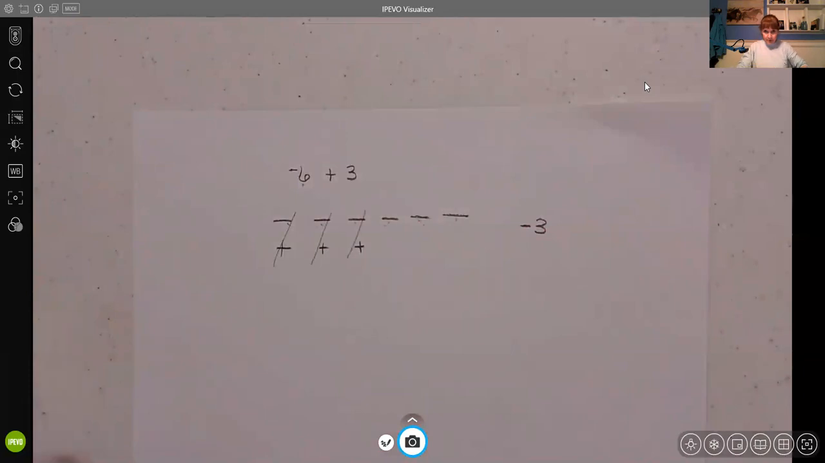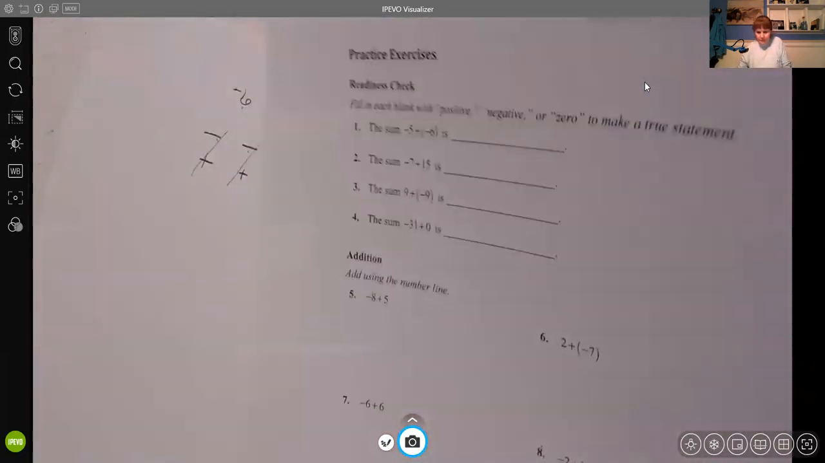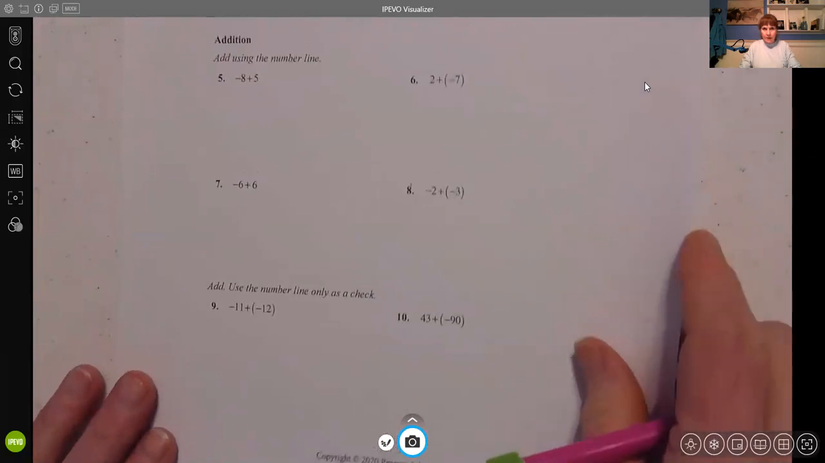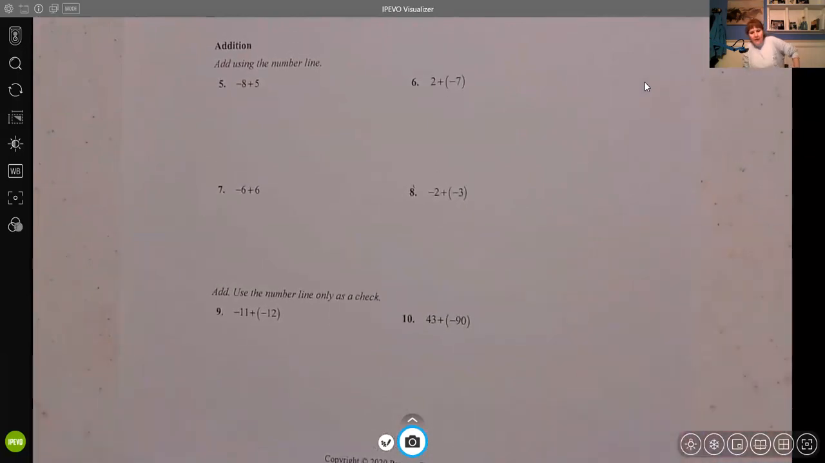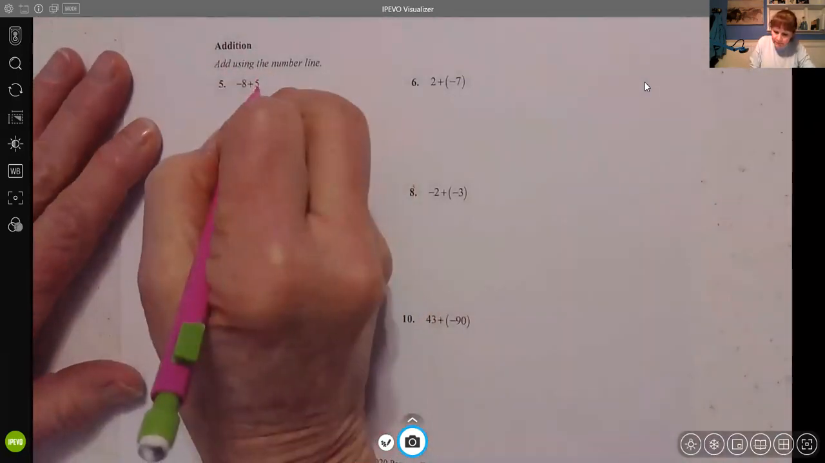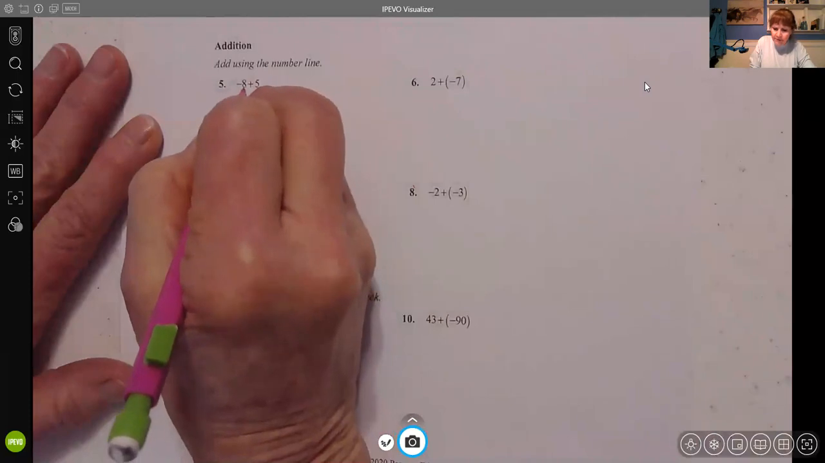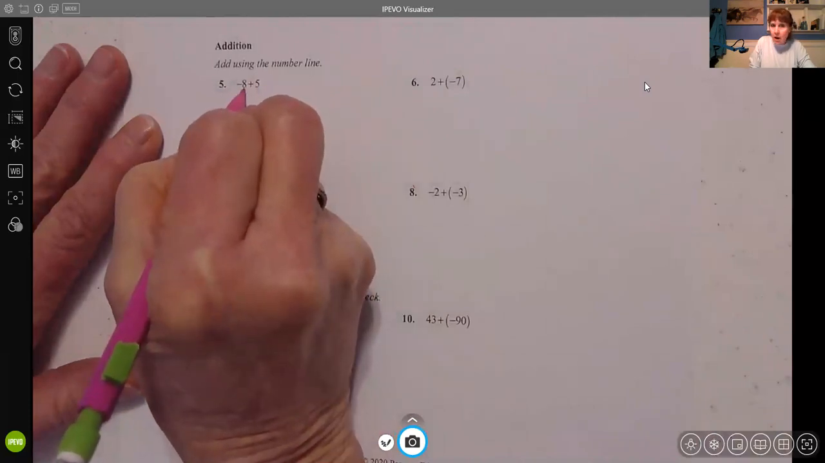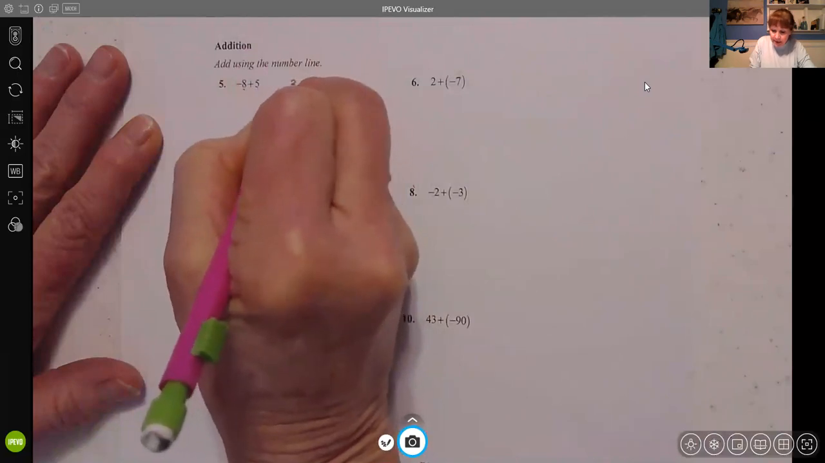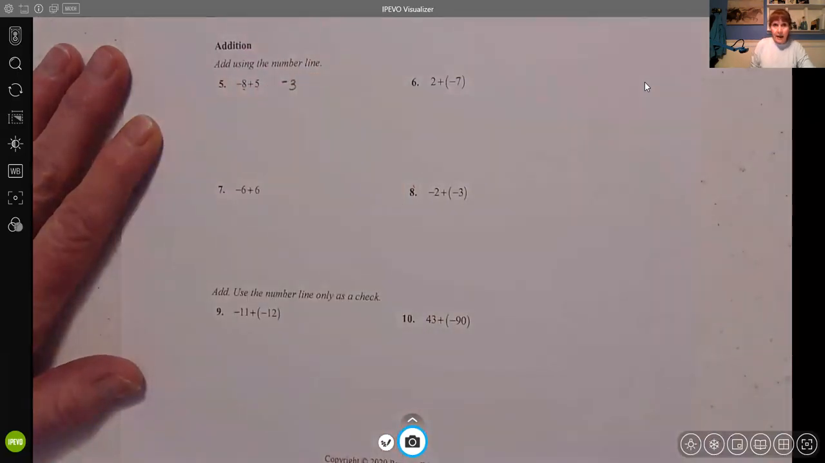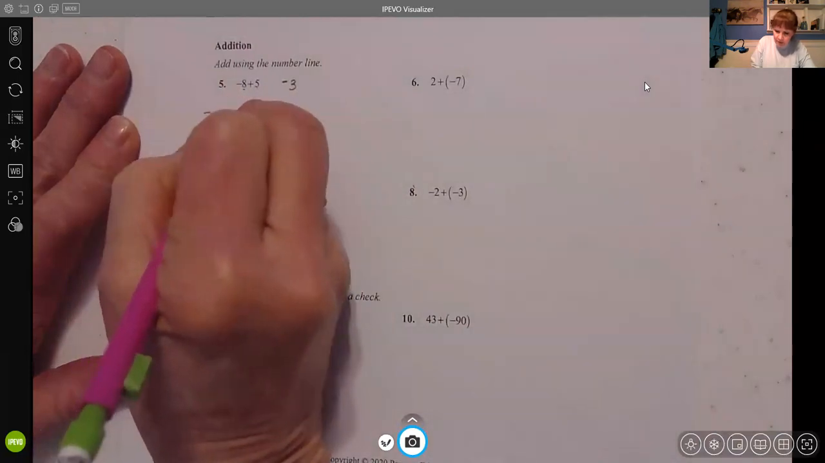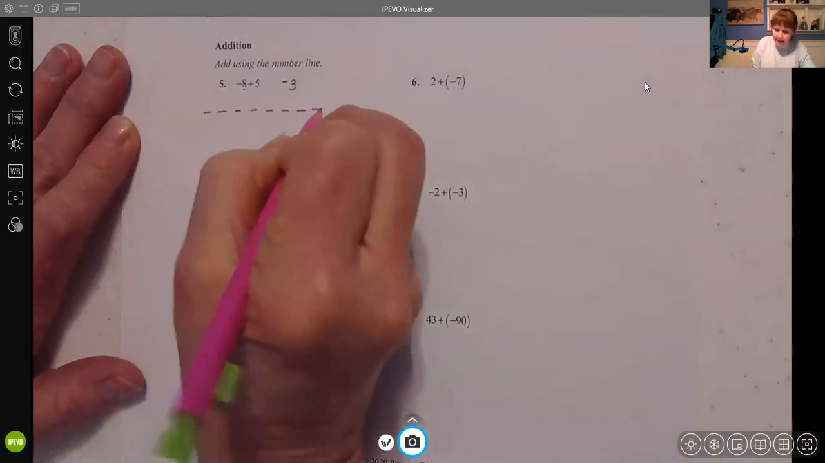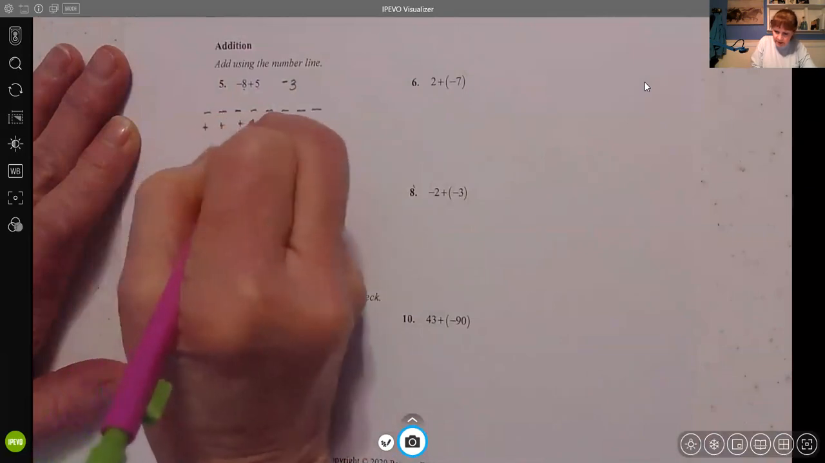So what we're going to do is I have a worksheet here, and we're going to look at some of the examples using this idea. All right. So we have 8 negatives and 5 positives. So I know that 5 of these positives are going to cancel 5 of those negatives, but I'll end up with 3 negatives left over when that happens. So I've got 1, 2, 3, 4, 5, 6, 7, 8 negatives and 5 positives.